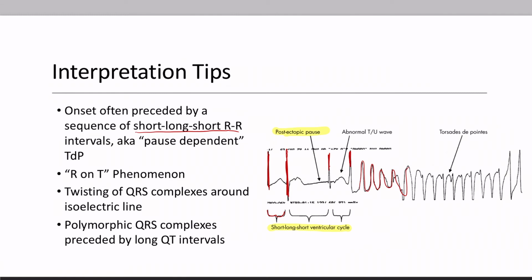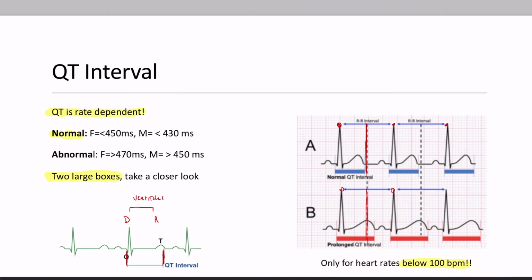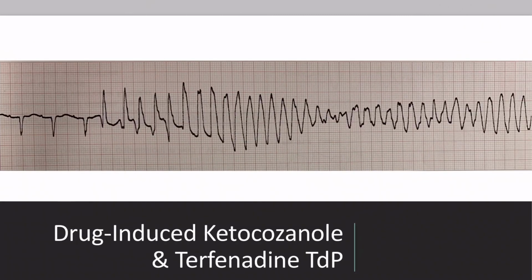And then the polymorphic QRS complexes are preceded by long QT intervals. So if we go back here to the QT intervals, we're going to be looking for, well, in this case, kind of the cheat, there's 2 large boxes, but we just want to be looking for a long QT interval or something that will predispose a patient to a long QT interval. Our patient here had long QT syndrome. They were diagnosed with it. However, if they're taking drugs or other things, or they're malnourished, this might predispose them to a long QT interval.